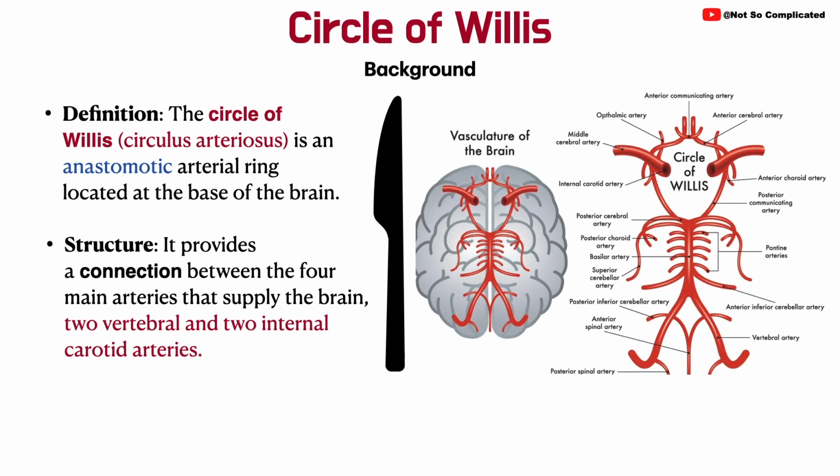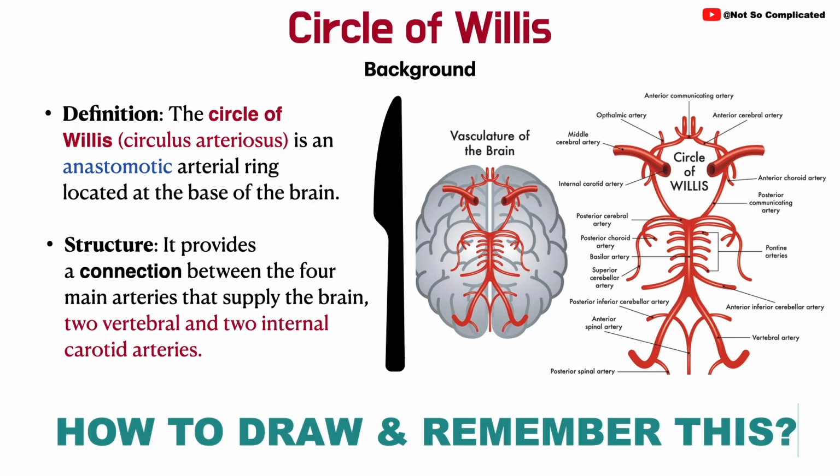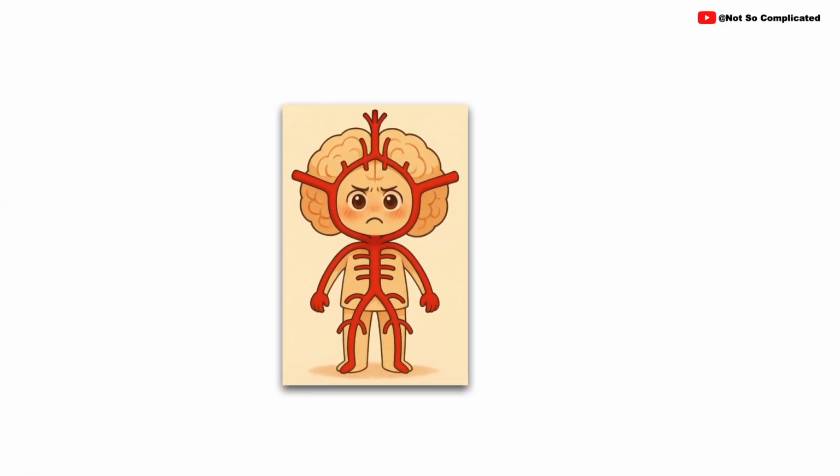So this is the figure right here, and we have to learn to draw this and remember all the branches. All right, so how to draw and remember this? Follow me now. Take a blank page and grab a pen. This is a representative photo right here, and you have to visualize Circle of Willis just like this, like a hangman. So keep it in mind.